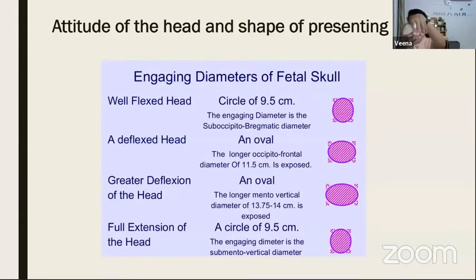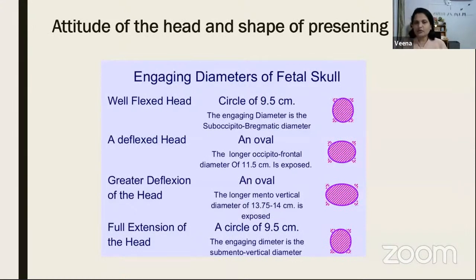This is the vertex, as we show it. You're supposed to show it like this, from the posterior fontanelle to the anterior fontanelle and both the parietal eminences. This area is called the vertex. So this is almost a circle, because the anteroposterior diameter and the lateral diameter are the same.